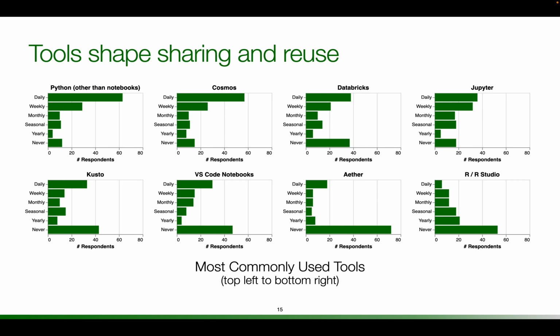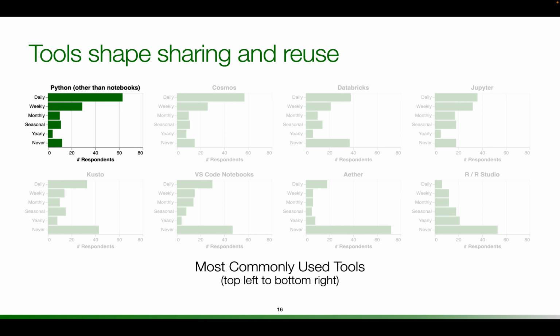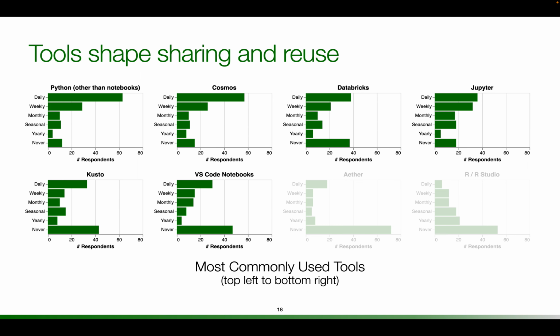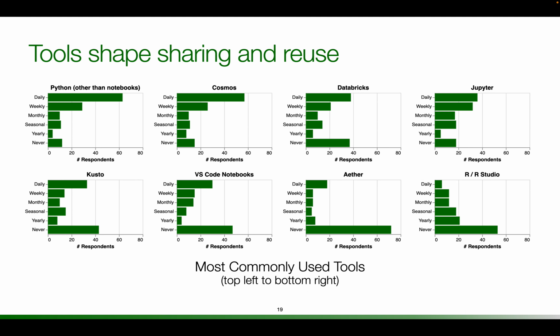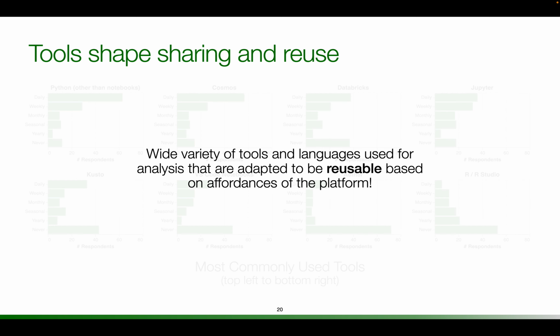Next, we'll talk a little bit about how the tools that people are using shape sharing and reuse. What I'm showing here are the 8 most commonly used tools among our interviewees. These range from scripting languages like Python to Cosmos, which is a SQL, NoSQL type query language, notebook-based tools like Databricks, Jupyter, and VS Code, and a variety of other tools. But the takeaway here is that there's a wide variety of tools and languages that are used for analysis, and that they have to be adapted to be reusable based on the affordances of that platform.